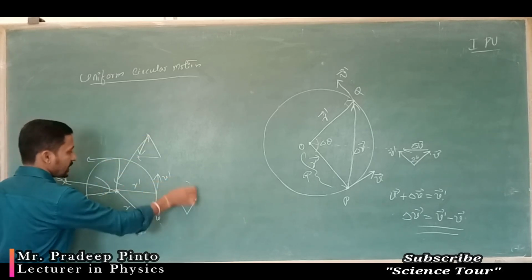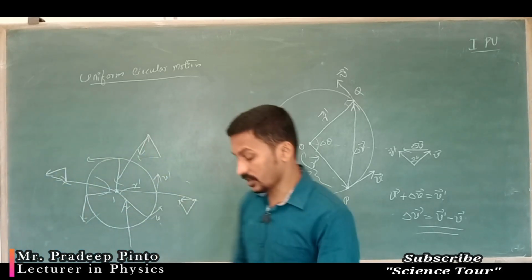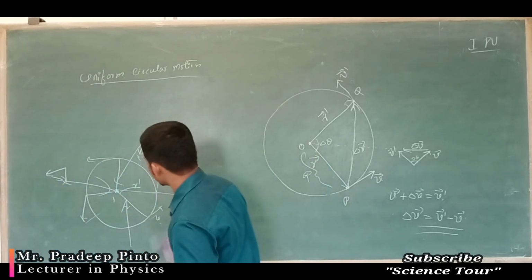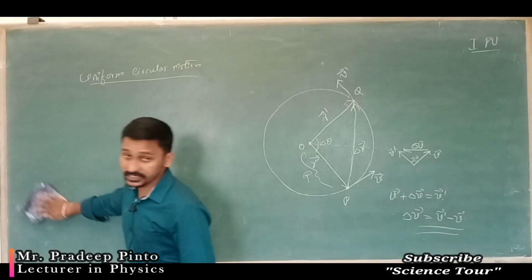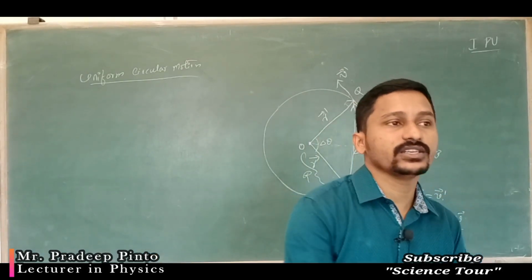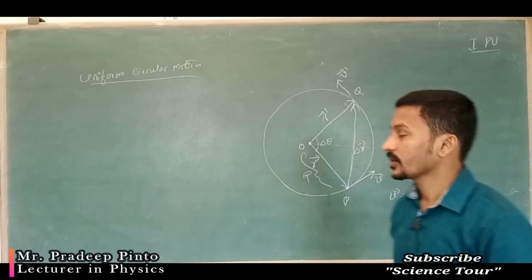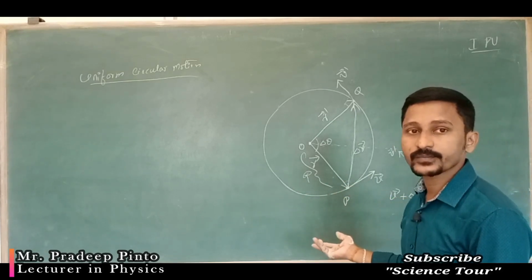Always delta V is towards the center. So what is the meaning of that? The direction of acceleration is always towards the center. Why are we drawing all this graph and talking like this?